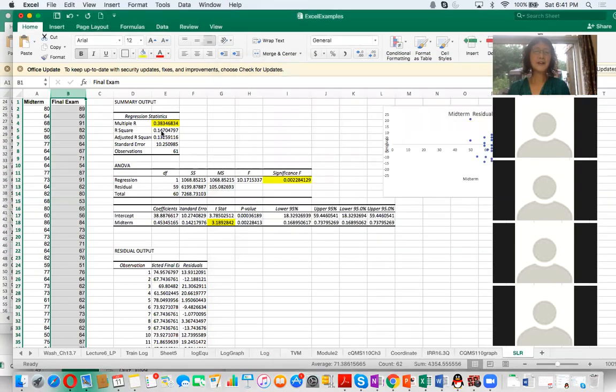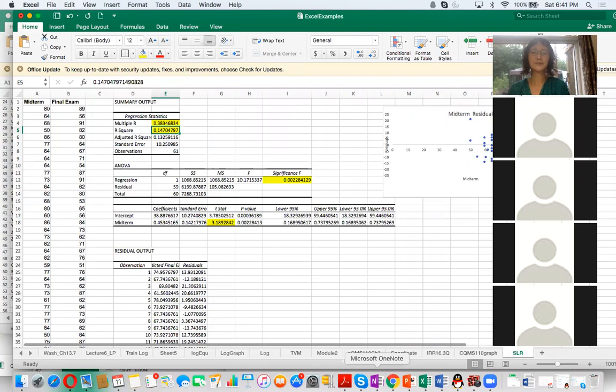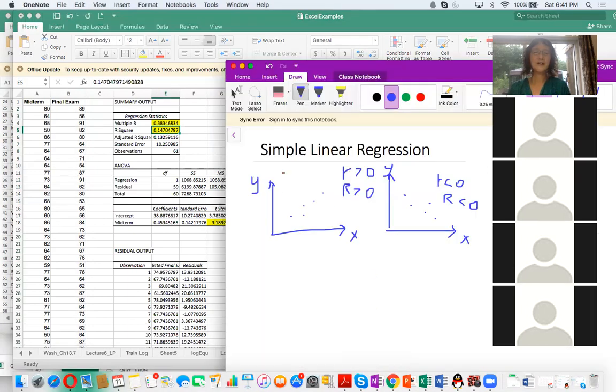Next number is R squared. This R squared is 0.147. It is the same as 14.7%. Okay. And that is R squared, a very important measurement in regression analysis.